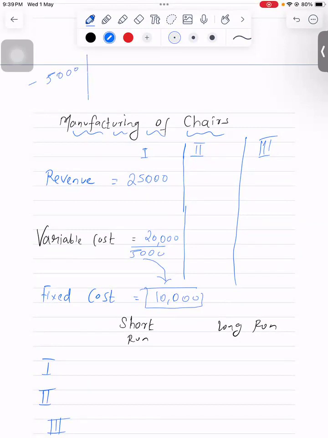Now, take for example, you decided to shut down the business. If you shut down the business, what will happen? Revenue 0, variable cost 0, but you cannot avoid fixed cost, right? So if you shut down, the loss will be 10,000. So now tell me which is the best situation. We should continue to operate or we should shut down?